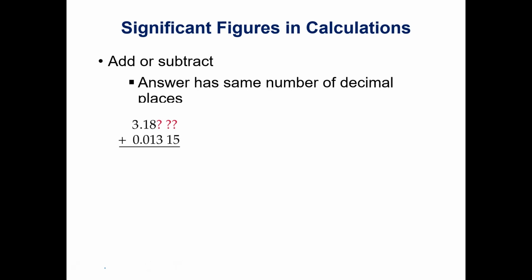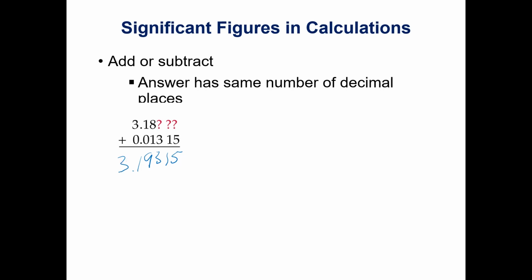Now when we add or subtract, we go by the number of decimal places. So we're limited by the number with the smallest number of decimal places. So if we add together 3.18 plus 0.01315, the 5 is considered significant. Actually, we'll figure out what's significant once we add these together. So 5 plus nothing is 5, 1 plus nothing is 1, 3 plus nothing is 0, 8 plus 1 is 9, 1 plus 0 is 1, and 3 plus 0 is 3.